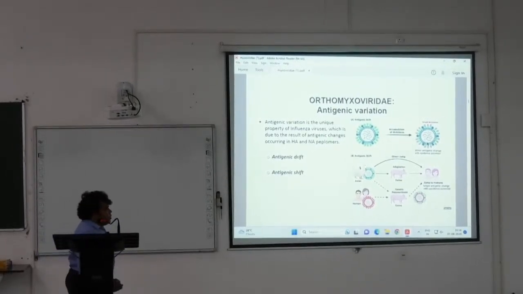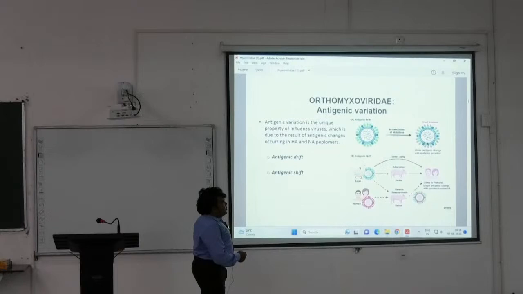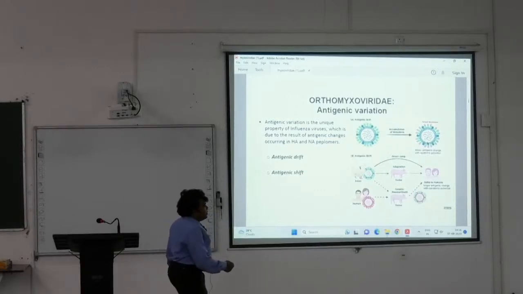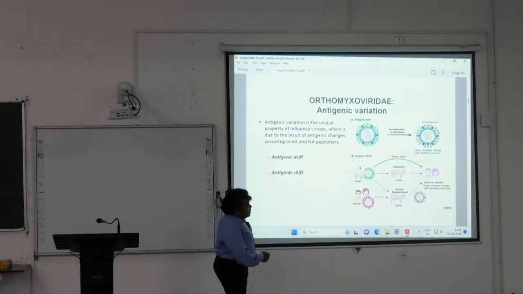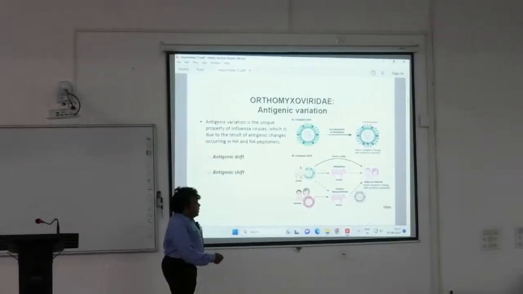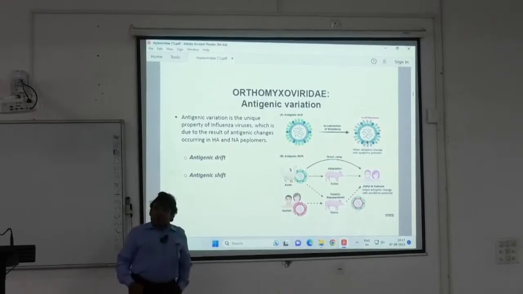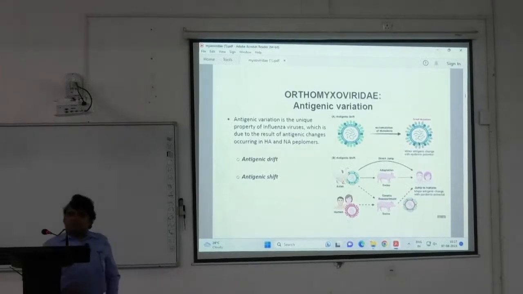Now just look at this picture. What happens in antigenic drift is there is a sudden mutation. This leads to sudden change of the antigenic structure. Whereas in antigenic shift, what happens? Look at this picture. An avian influenza changes its antigenic structure, then infects the pigs. Again, there is a change occurring in the pigs, and then it jumps to human beings. So this is a slow but gradual process. This is called antigenic shift. Have you understood?